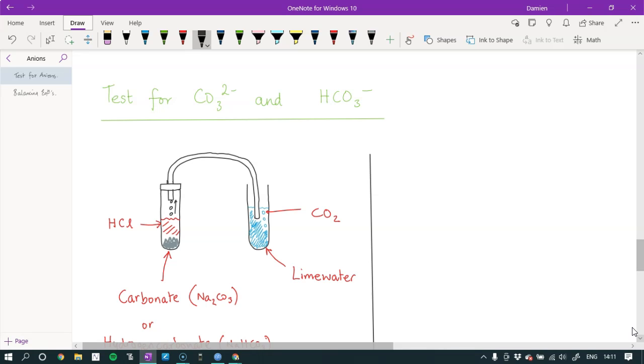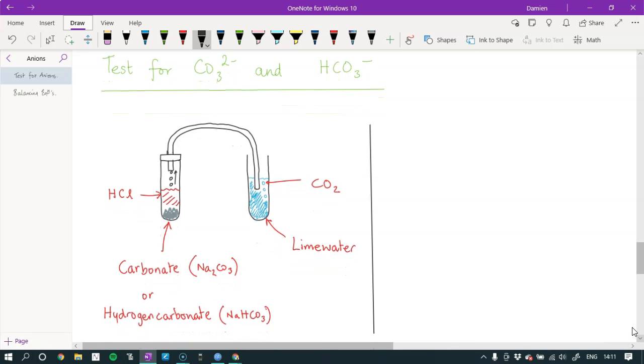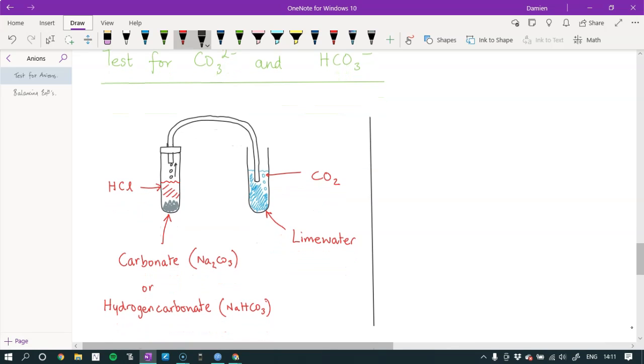So I've drawn a quick diagram here of what's actually going to happen in this experiment. In the left test tube, we have hydrochloric acid and your carbonate ion or hydrogen carbonate, because the experiment works for both of them. Just for argument's sake, we're going to assume that we've put in a carbonate. Now, the carbonate is generally found in sodium carbonate, Na2CO3. You could have put in sodium hydrogen carbonate, which is NaHCO3. But let's concentrate on the carbonate.